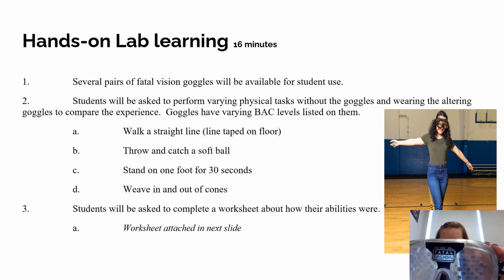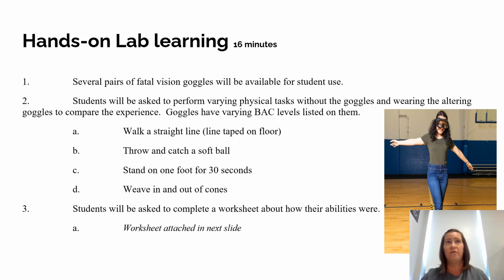If you can see, they have at the top here an alcohol level that they're simulating. This one is simulating a 0.25 and what it might look like and how they might see things. We have multiple pairs of these that vary from about a 0.08 to a 0.12, and then degrees up.